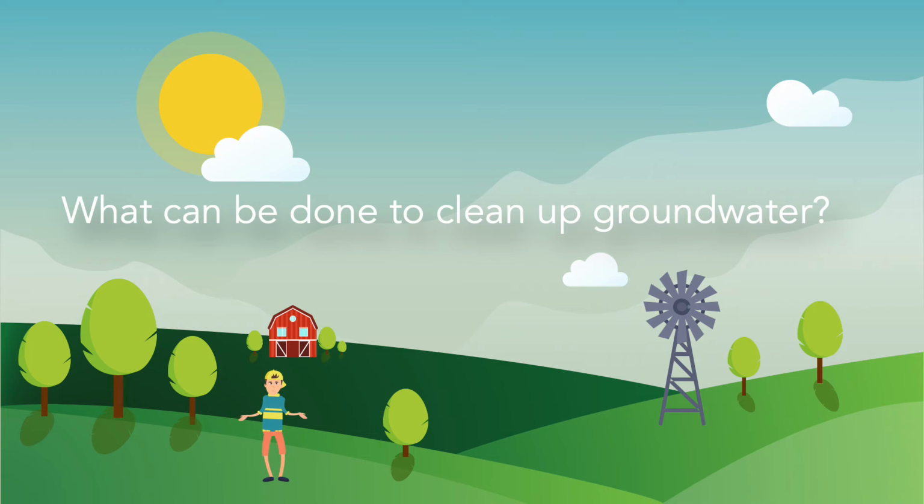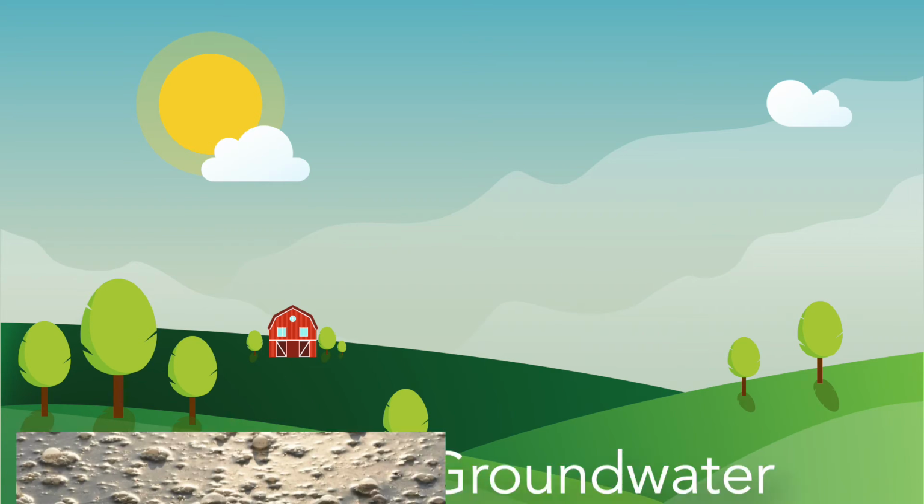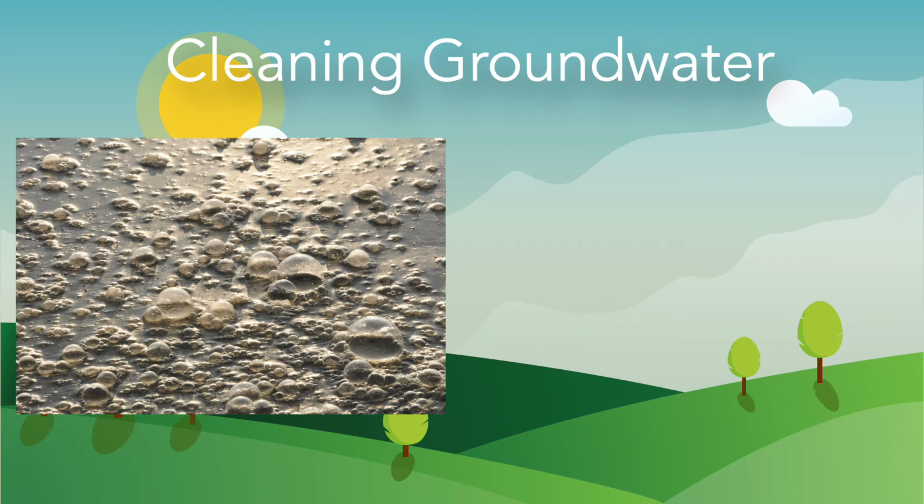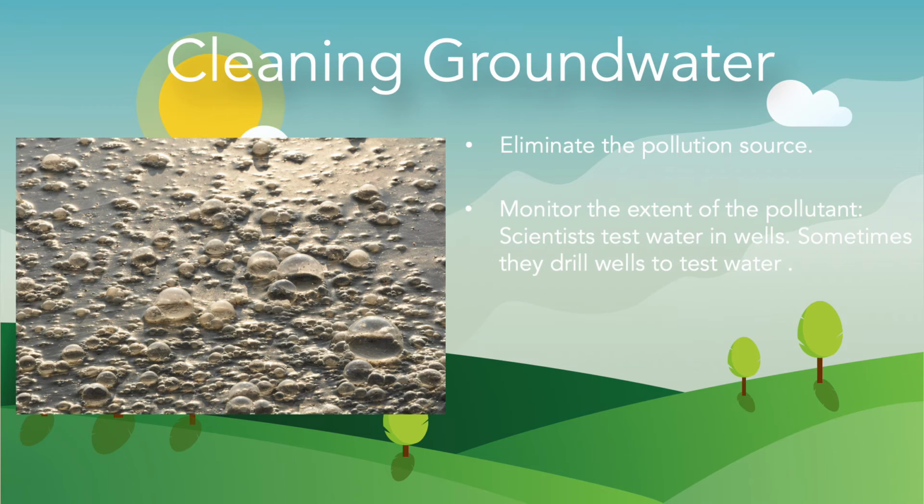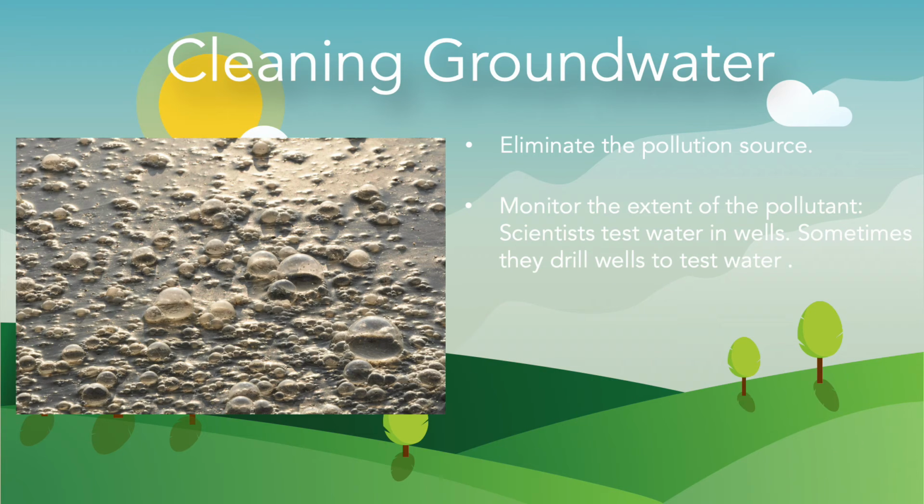What can be done to clean up groundwater? Cleaning groundwater. To clean groundwater you must eliminate the pollution source. Monitor the extent of the pollutant. Scientists test water in wells. Sometimes they drill wells to test water.